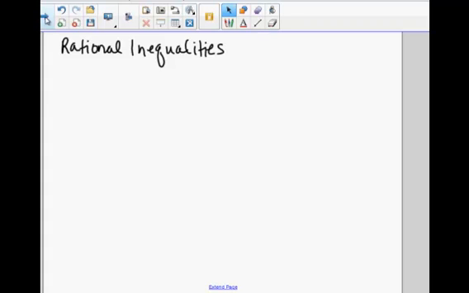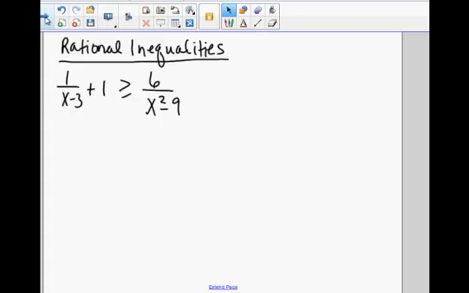Okay, so what I'm going to do first is solve it as an inequality, and then I'm going to go back and graph it, because several of the things we need will come out of both, because it's the same equation. So let's say you're given 1 over x minus 3 plus 1 is greater than or equal to 6 over x squared minus 9. This is a rational inequality. And just like quadratic inequalities, you have to set it to 0.